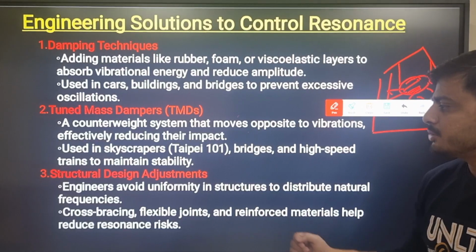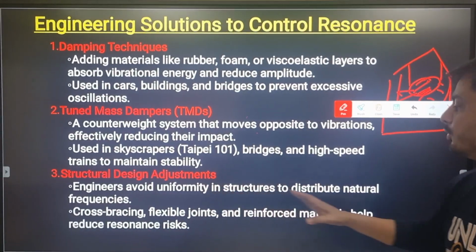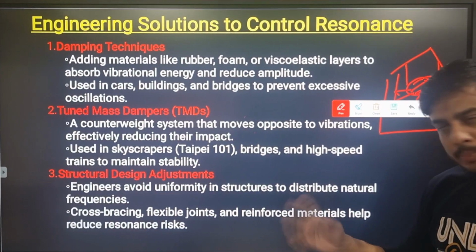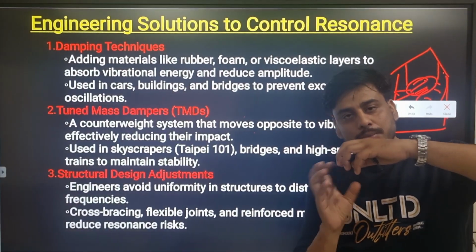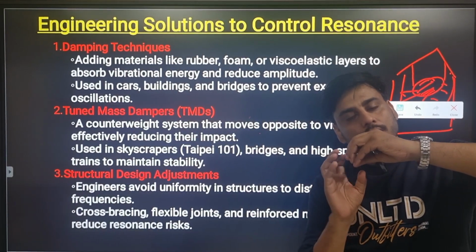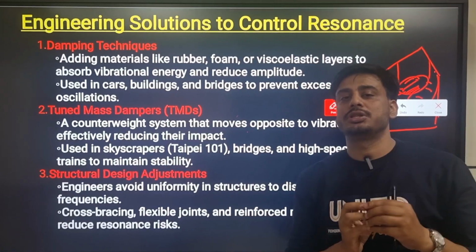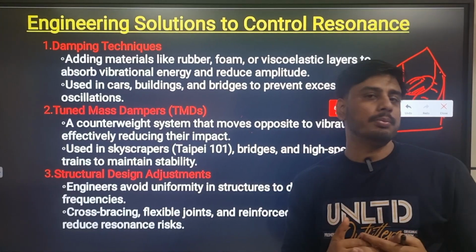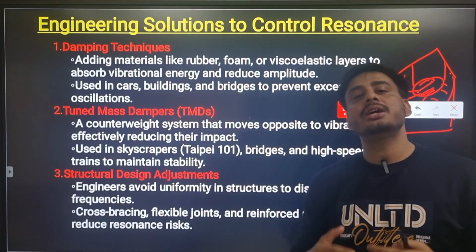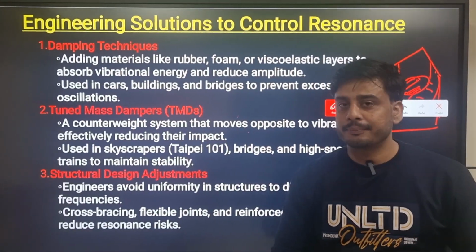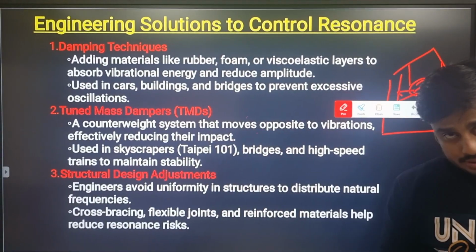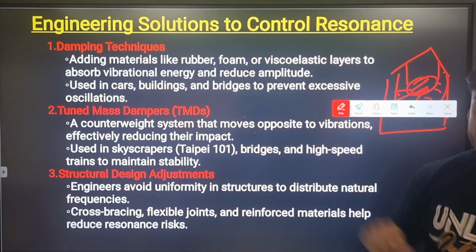Structural design adjustment. Engineers avoid uniformity in structure. More flexible structures are formed and they are not fixed, they are movable. Whenever an earthquake occurs, they can rotate or slightly move at their position. That will reduce the amplitude and the amount of energy, as a result of which it will keep the building in shape. So these are the examples of how we can reduce resonance.